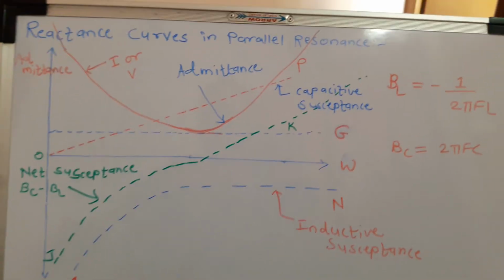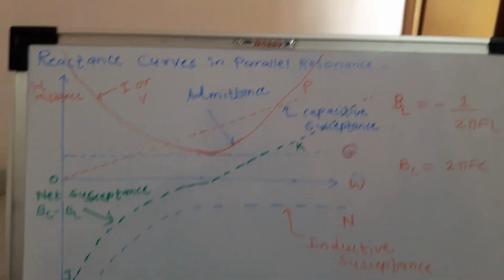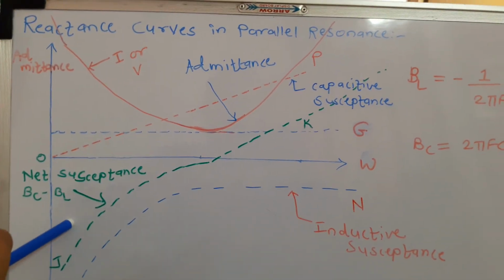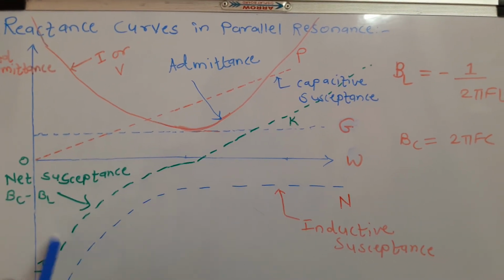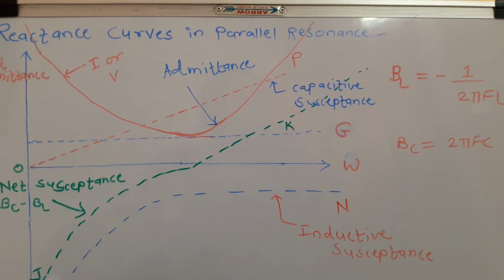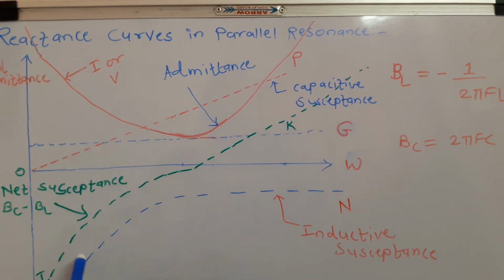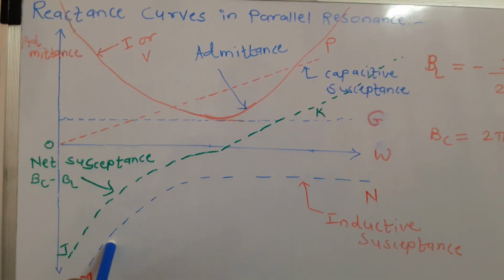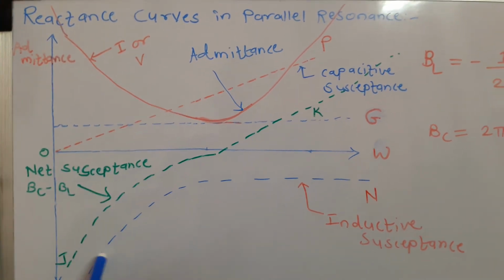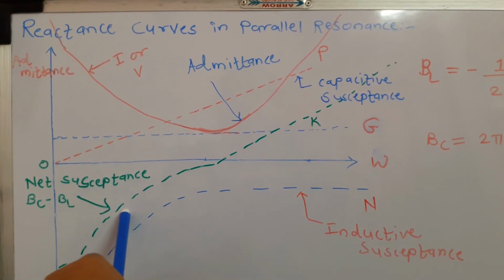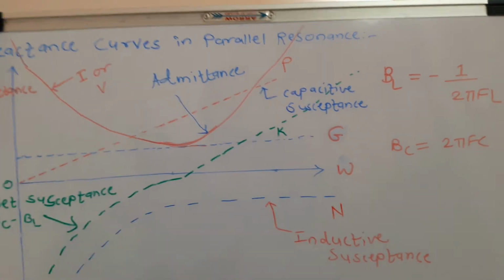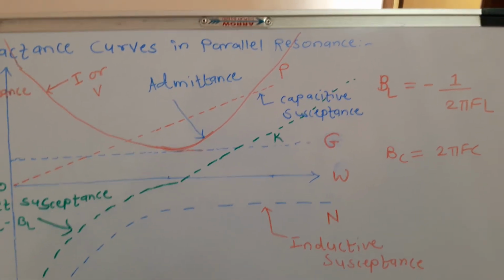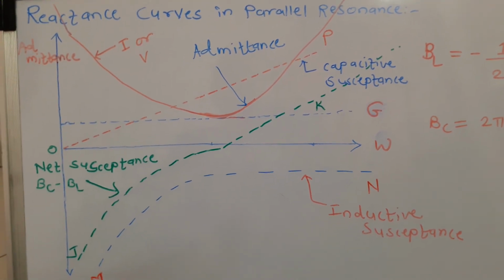If you see here, this green line is nothing but net susceptance. Refer to this figure, this curve, net susceptance. So this is Bc minus Bl or Bl minus Bc. The total resultant of this red line and blue line will be a green line, which is shown like this. So it will be net susceptance Bc minus Bl or Bl minus Bc, whichever is the dominating one.